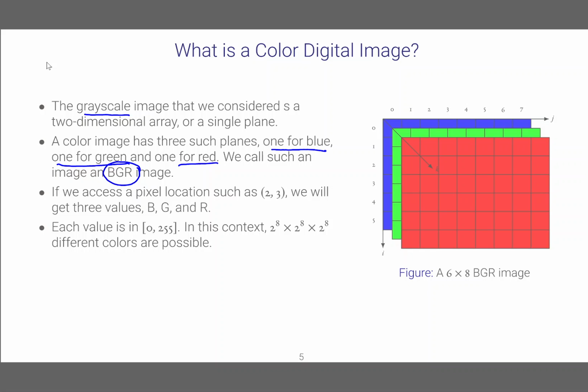So if we access pixel locations such as 2, 3, we will get 3 values, B, G, and R in Python. Each value is in the range 0 to 255 inclusive, and as a result, you can represent different colors amounting to 2 to the power of 8 times 2 to the power of 8 times 2 to the power of 8 many colors.